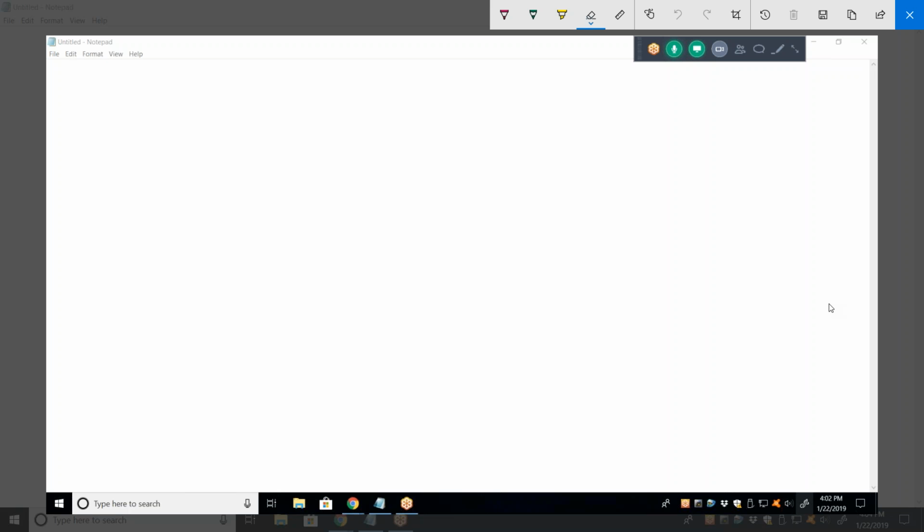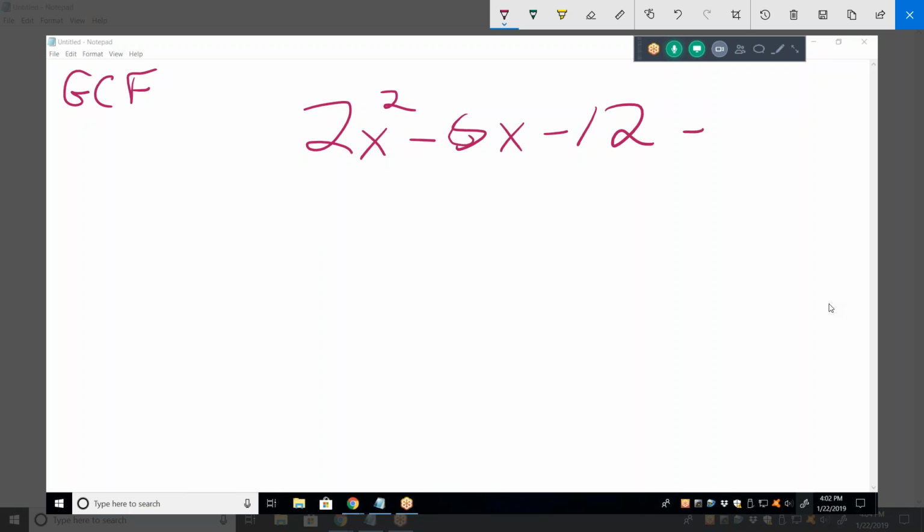So let's start with the very first thing you want to pay attention to whenever you're factoring anything. What does that stand for? Greatest common factor. Okay. So if I had something like this, and I say, okay, solve this by factoring.